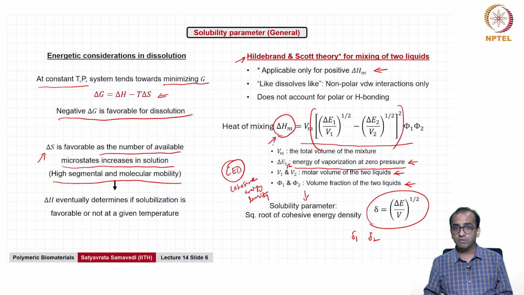Is delta H always positive? Not really. But is the Hildebrand theory still useful? Yes. As it turns out, for many polymer systems, polymer solvent systems, instead of taking two liquids, if you take a polymer and a solvent, for many of them, delta H is positive, which means Hildebrand is widely applicable.